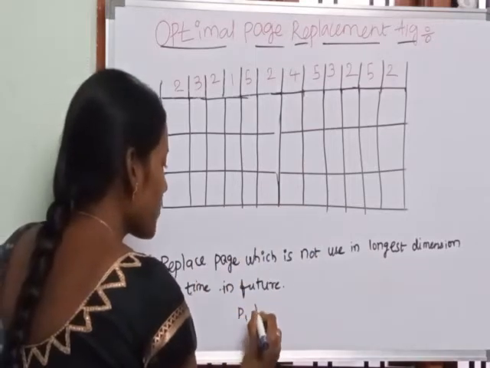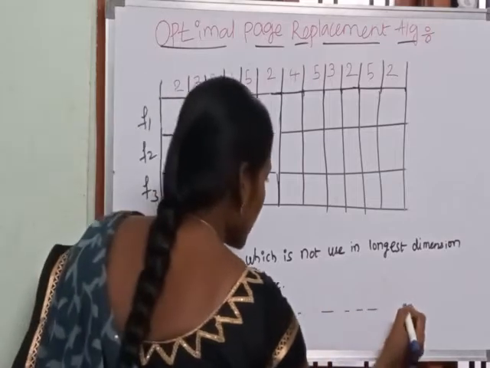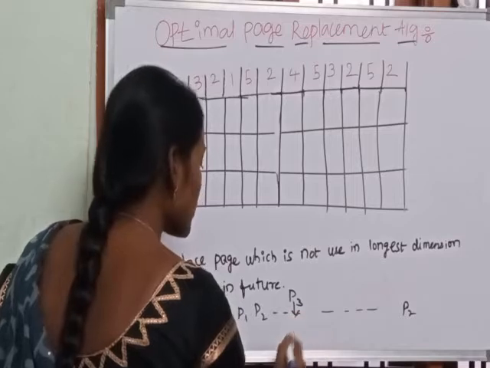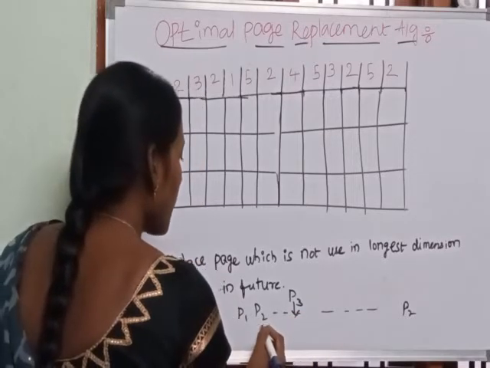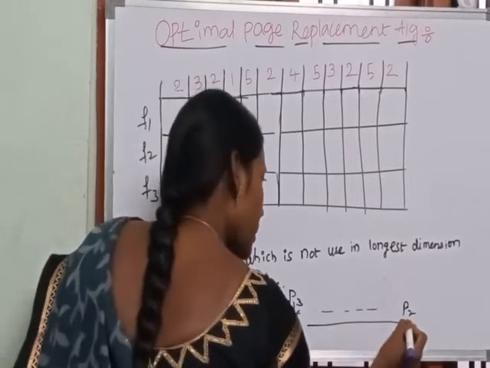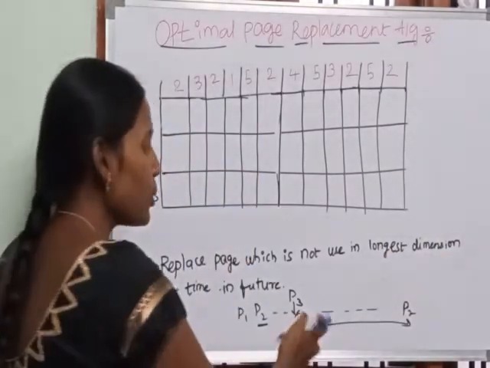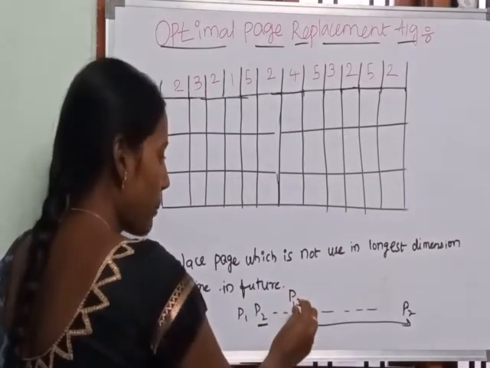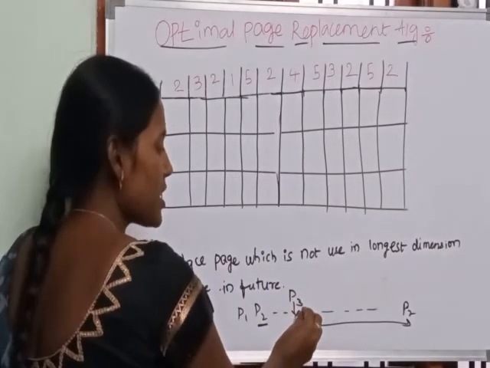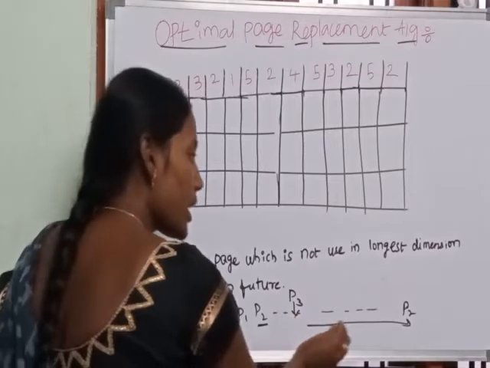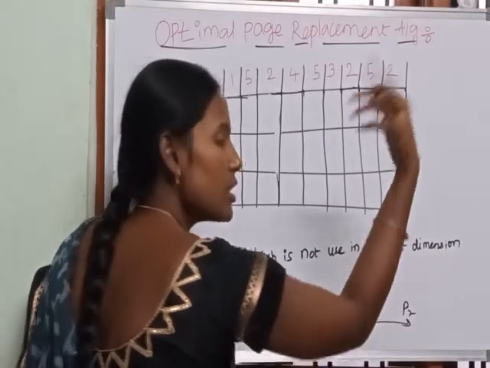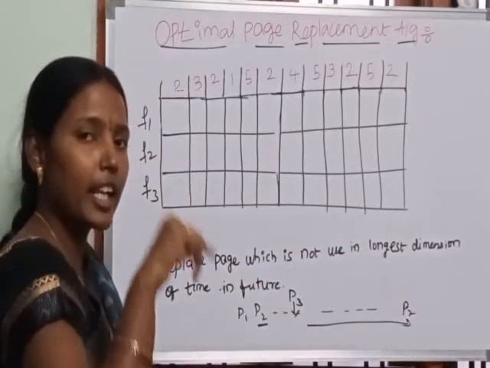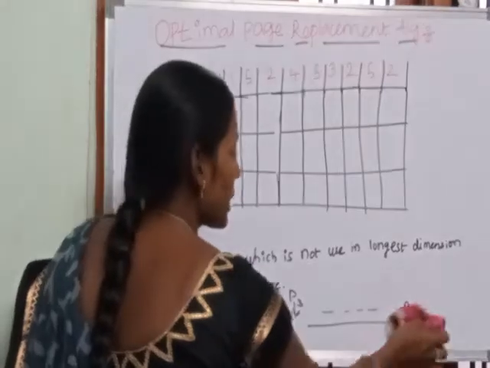Consider we have P1, P2, and again after some long time P2 is there. So P3 has to enter into the frame. Which page has to be removed? P2 has the longest time before it is executed next. So P2 is replaced with P3. That means the page whose next use is after the longest time interval is replaced.